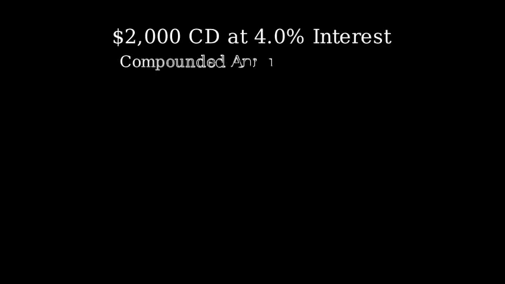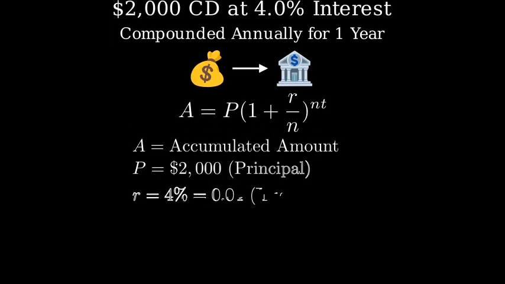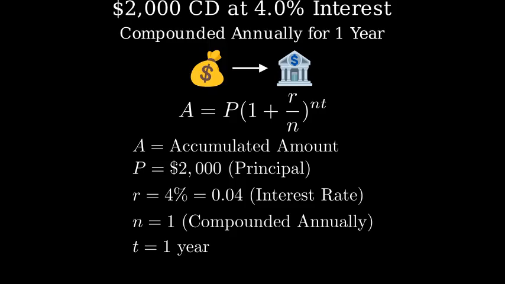Let's calculate how much you'll earn from a certificate of deposit, or CD, worth $2,000 at 4% interest compounded annually over 1 year. To solve this, we'll use the compound interest formula, where A is the accumulated amount, P is the principal of $2,000, R is the interest rate of 4%, N is the number of times interest is compounded per year, which is 1 for annually, and T is the time in years, which is 1 year.